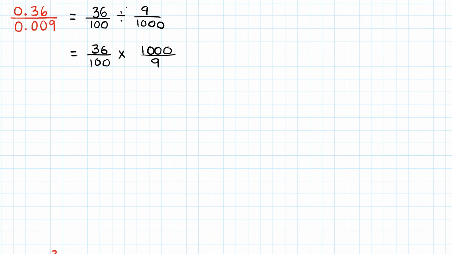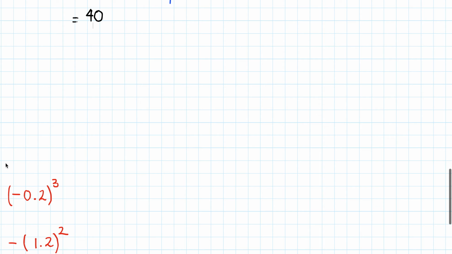Good, fantastic. So again, I can see that I can simplify this. 36 divided by 9 is 4, so 4, and this one is 1, and then this one I cancel this 0 and this 0 and this 0 and this 0, because then I end up with a 1 in my denominator, which is fine, and then I have 4 times 10, which is 40, and that's my final answer. Okay, beautiful. Now let's do these ones.